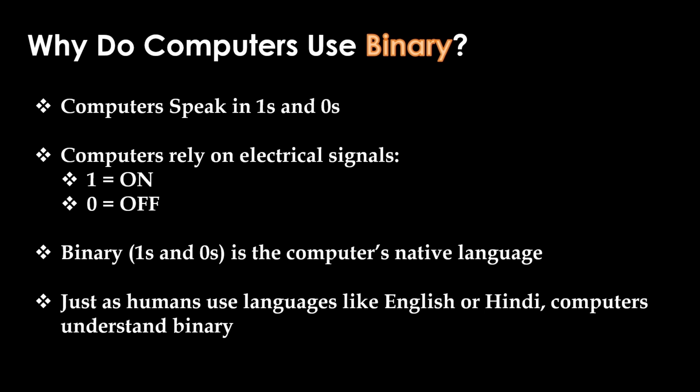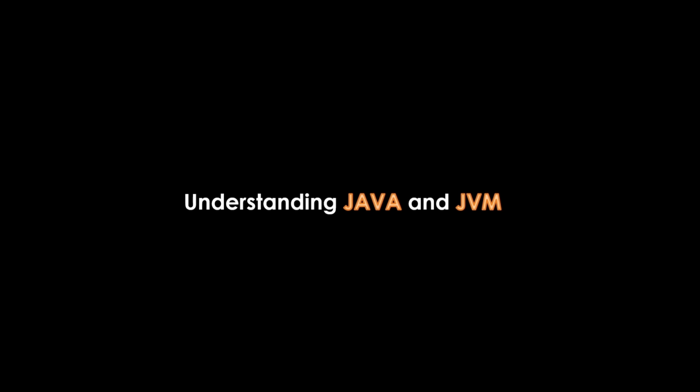Java is a high level language. It is easy for us to write the program in Java, but computer cannot understand Java. That is where the concept of JVM comes in, Java Virtual Machine. Let's understand how Java and JVM works.